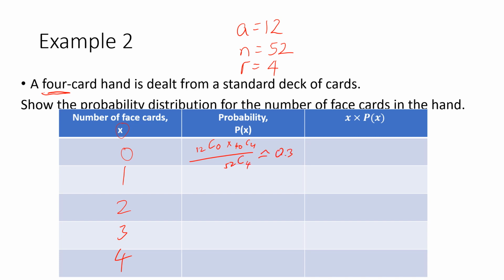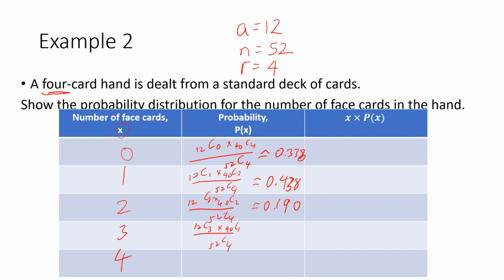That's around 0.338. I'm going to round to 3 decimal places to try to be a bit more accurate. 12 choose 1 times 40 choose 3 over 52 choose 4. That's about 0.438. 12 choose 2 times 40 choose 2 all over 52 choose 4. That's around 0.190.